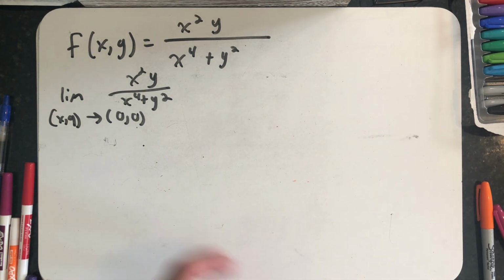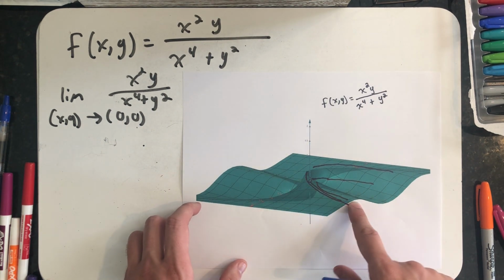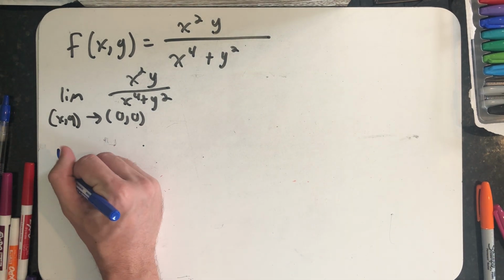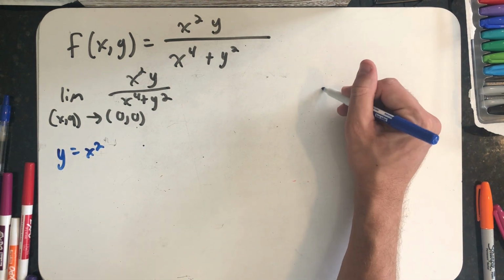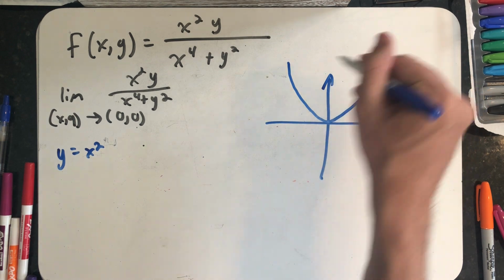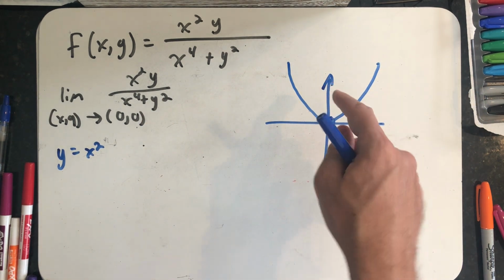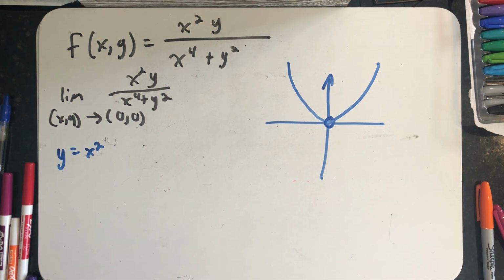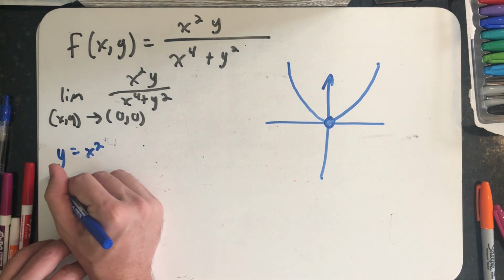So, how do I use this two-path test? I want to think about different paths. And so, since in this diagram parabolas seem to be having different results, I'm going to look at the path y equals x squared in the domain. I want to think about what this limit is doing as I get closer and closer to the origin along this parabolic path.